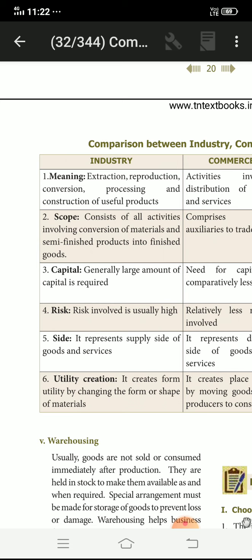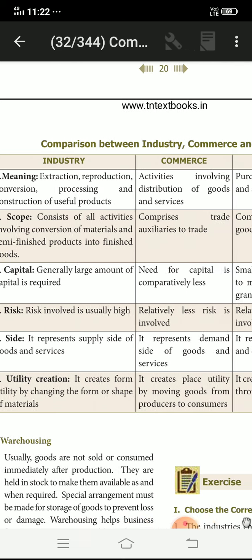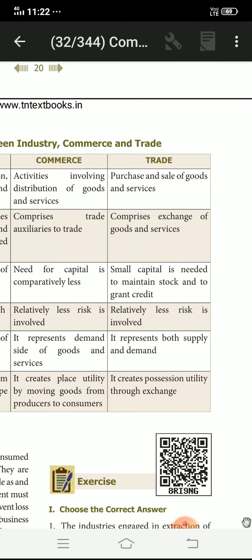Raw cotton is changed into yarn, and yarn is converted into cloth. Now you see, cotton is a raw material, yarn is a semi-finished product, and again yarn is converted into cloth. That is the final finished product. So that is the process involved in industry. Then commerce creates place utility by moving goods from producers to consumers. So place utility is created because they make the goods available to the consumers.